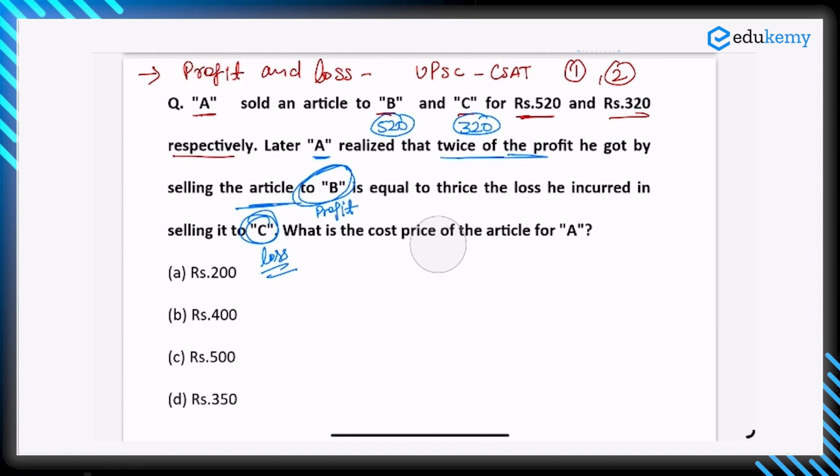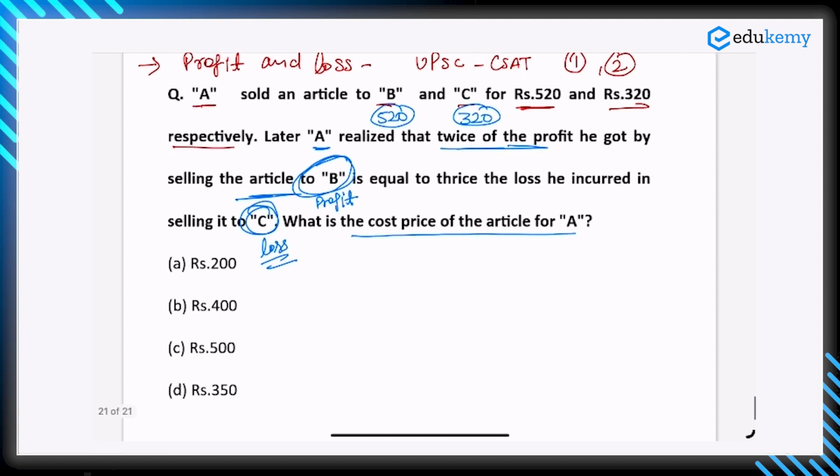Now, what is the cost price of the article? We need to find out the cost price of the article of A. हमें cost price निकालना है. तो जो हमें निकालना है, let's first assume that the cost price of the article is equal to X. Saying that X is the cost price of the article.